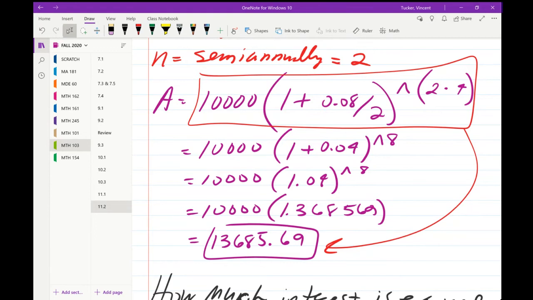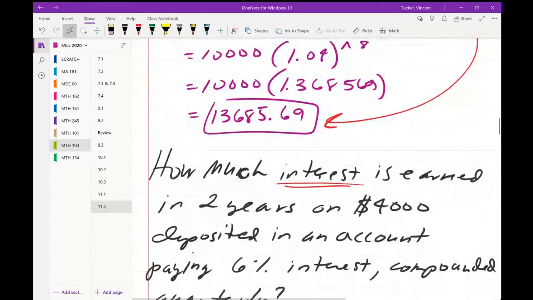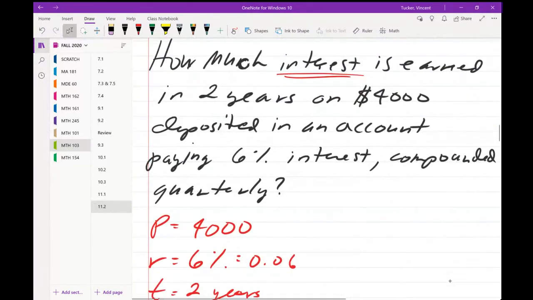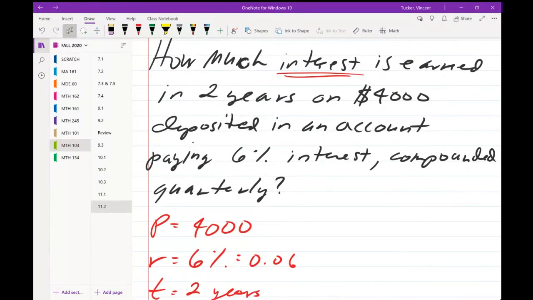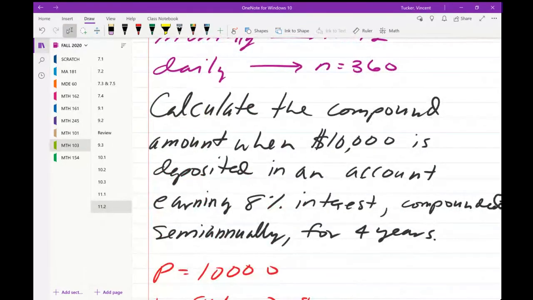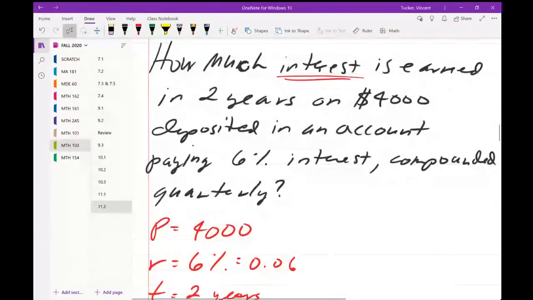All right. Questions? Any questions? All right. Next one. How much interest is earned in 2 years on $4,000 deposited in an account paying 6% interest compounded quarterly? So make sure you pay attention to the directions. Last one asked us to calculate the compound amount for 4 years, so they wanted their future value. They're asking us for the interest earned.